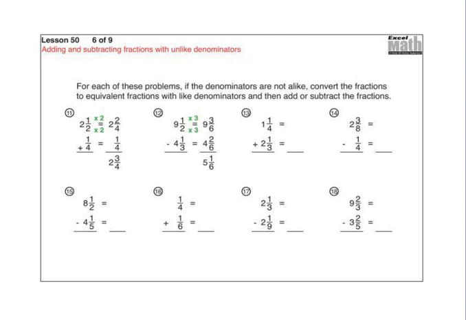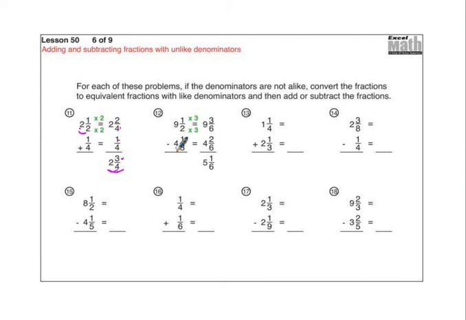We have 2 and 1/2 plus 1/4. And we're doing mixed numbers here, a whole number and a fraction. So 2 and 1/2 changes into 2 and 2/4. 2/4 and 1/4 is 3/4, and the answer is 2 and 3/4.